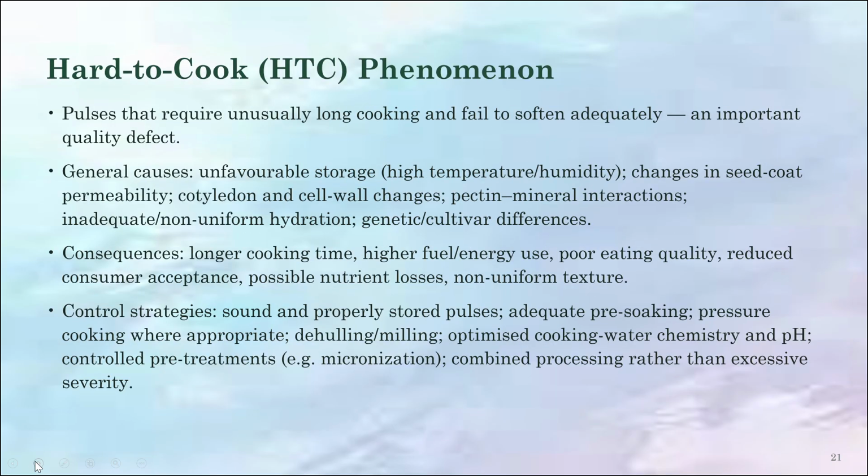Hard-to-cook phenomenon: pulses that require unusually long cooking and fail to soften adequately, which is an important quality defect. So the general causes are unfavorable storage, changes in seed coat permeability, cotyledon and cell wall changes, pectin-mineral interaction, inadequate or non-uniform hydration, and also genetic or cultivar differences. So this will cause a longer cooking time, higher energy use, poor eating quality, reduced consumer acceptance, possible nutrient losses when it is cooked for a long time, and non-uniform texture.